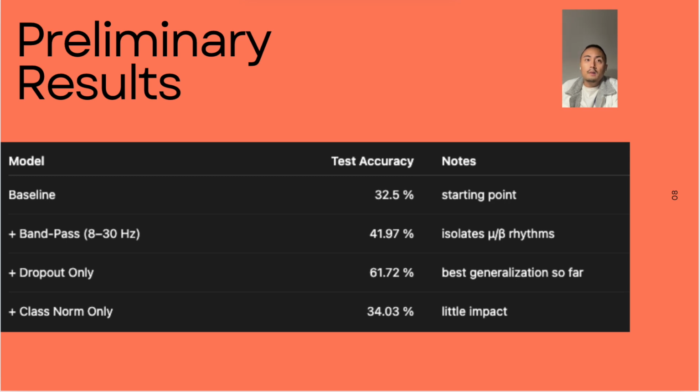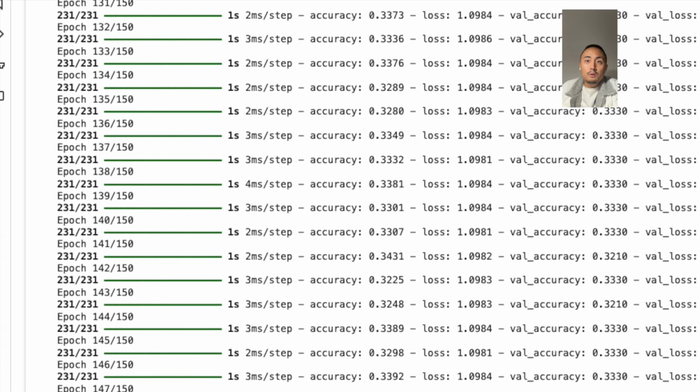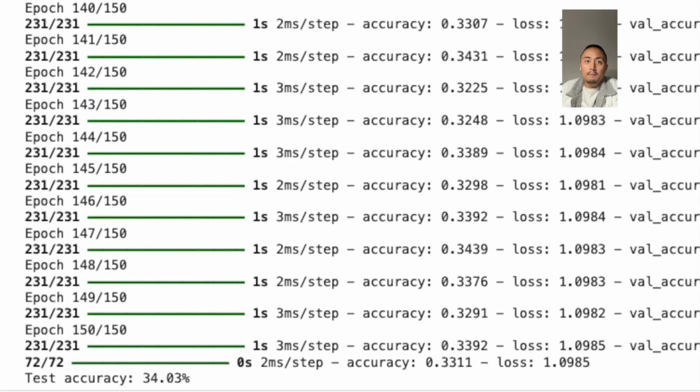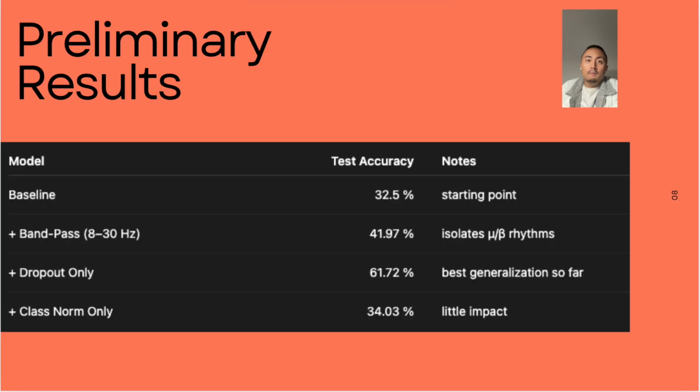And thirdly, we implemented class normalization to ensure an equal number of samples per class. Surprisingly, it did not yield better results than the baseline, obtaining only around 34.03% testing accuracy, even with longer training. This indicates that class imbalance might not be as influential as initially hypothesized.